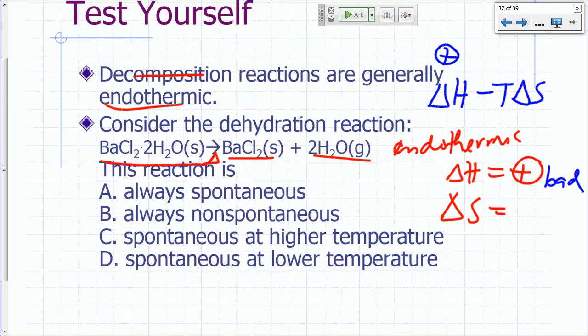What's delta S for this? Positive? Why? Going from this to this, simpler. If you're going to simpler molecules, you're looking at a positive delta S. So that's good, right?